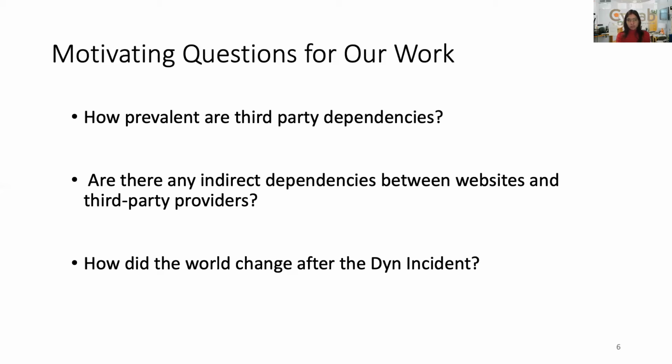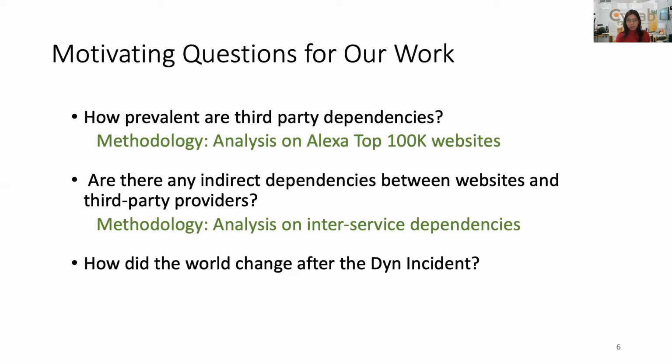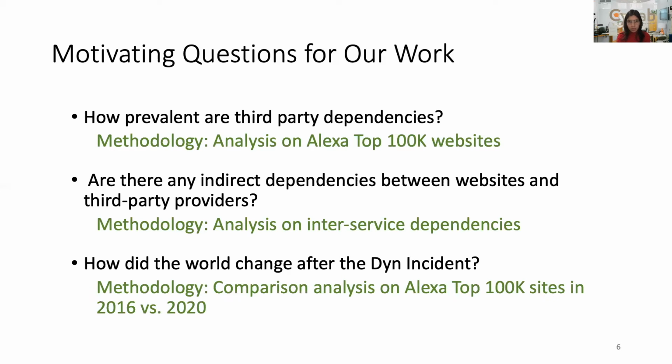To answer these questions, we analyzed the top 100,000 Alexa websites. Alexa is an external service that ranks websites by popularity. Alexa rank is calculated from a combination of daily visitors and page views on a website. To see how the world changed in response to the Dyn attack, we look at the dependencies of the top 100,000 websites in 2016 and 2020.